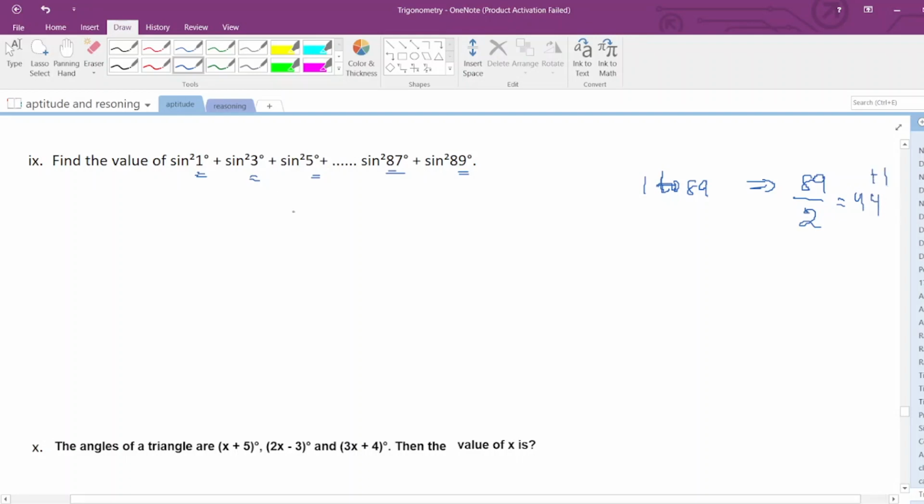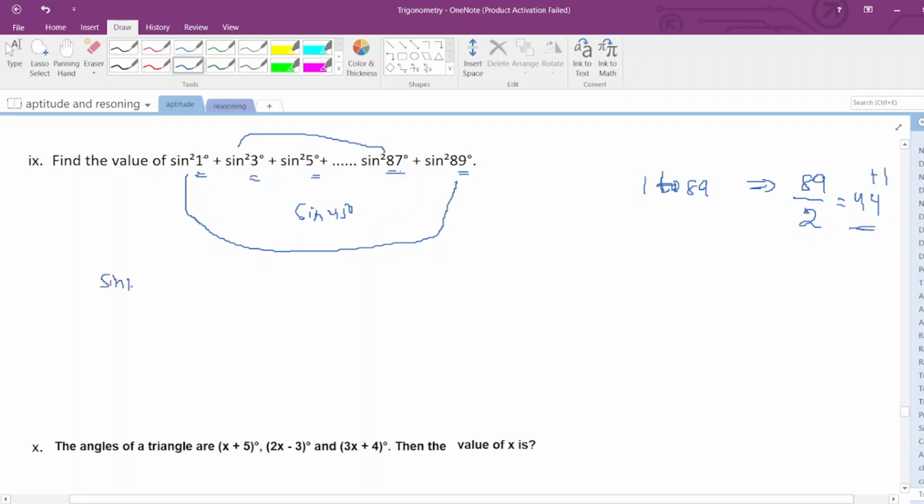Just forget about sin 45. Apart from sin 45, you will get a remaining 88. If you subtract the sin 45 term, 1, from 89, you will get 88. So 88 by 2 gives you 44. There are 44 terms in this equation actually. So now what I'm doing is clubbing sin 1 and 89, sin 3 and 87, because these two add up to 90 degrees, right? 1 plus 89 is 90, 3 plus 87 is 90, and 5 plus 85 is 90, and so on, apart from sin 45.